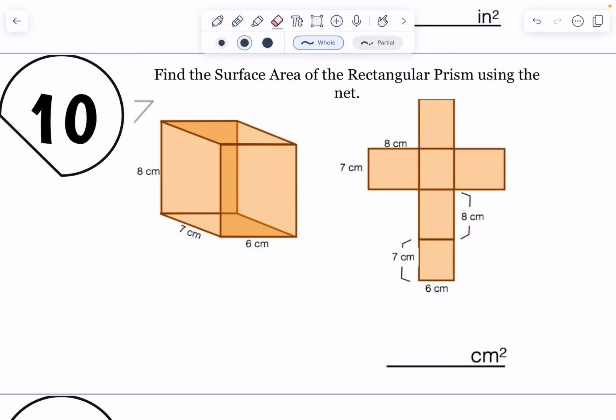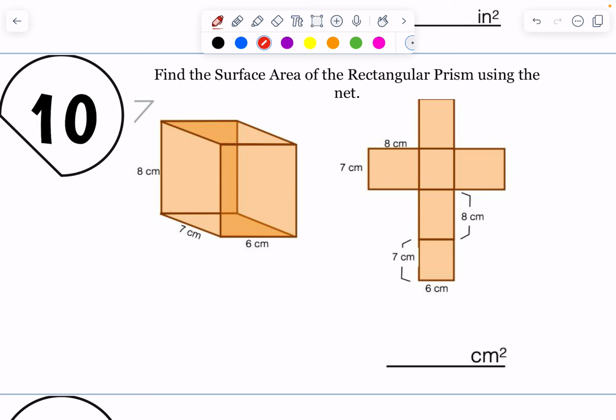So, a quick reminder: a prism is a three-dimensional shape that has two parallel and congruent bases, and then rectangular faces. Your bases could be any shape, but it's going to have those rectangular sides. Surface area is the sum of the areas of all of the faces of the three-dimensional object.